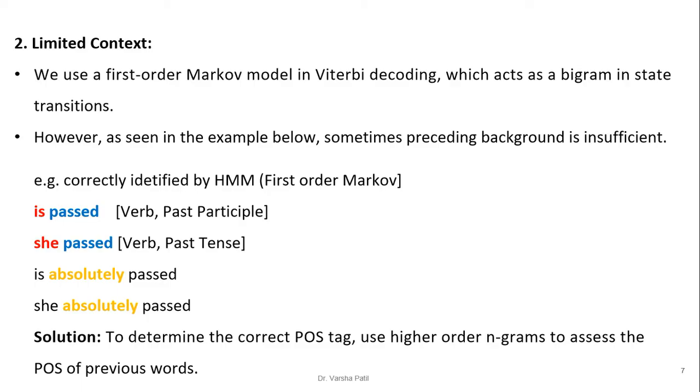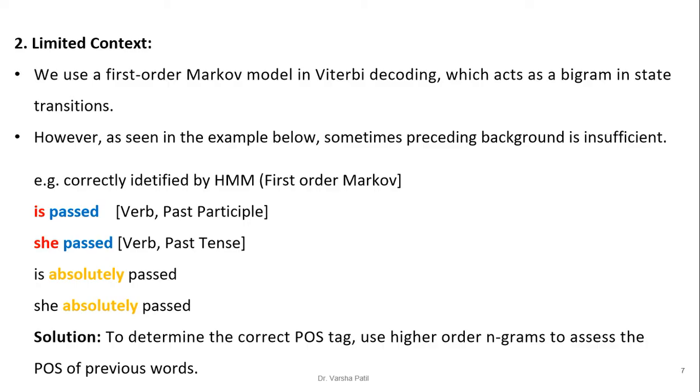For example, if the statement is "is passed" and "she passed", and we want to determine the part of speech tag for the word pass. Pass is a verb, and when it is "is passed", it becomes a past participle. When it is "she passed", it becomes past tense. Here the hidden Markov model will identify correctly: the first passed is a verb, past participle, and the second passed is a verb, past tense.